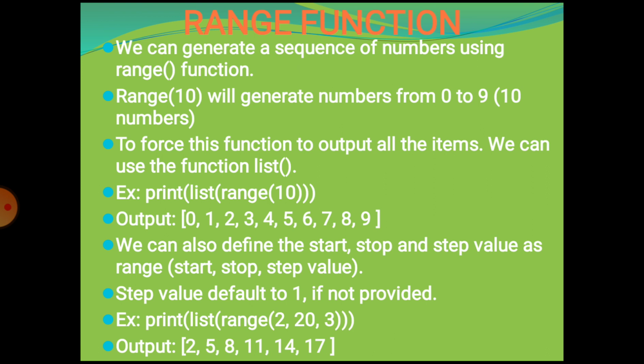So the start value is 2 here, the stop value is 20, and the step value is 3. It will display output like this: 2 5 8 11 14 17.